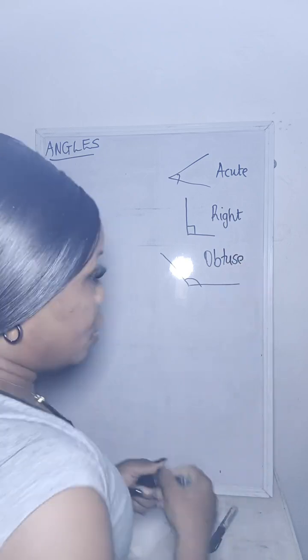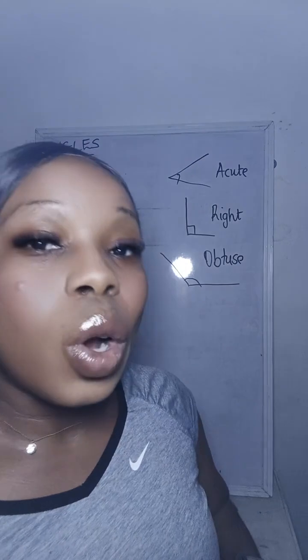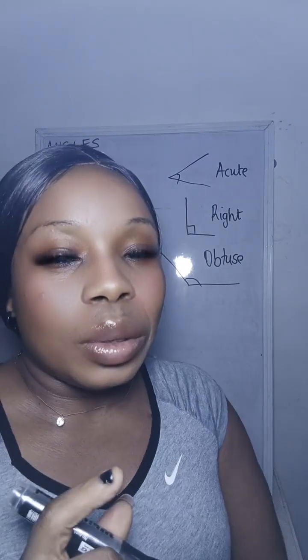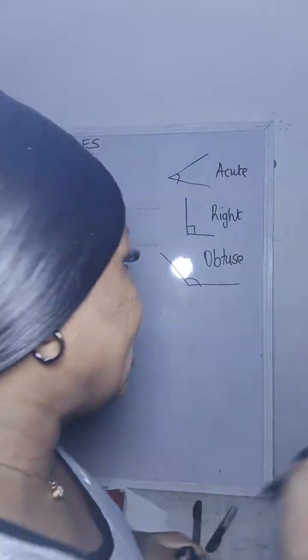One very special thing about the obtuse angle is that it is more than 90 degrees, but less than 180 degrees. Examples are 95 degrees, 128 degrees, 162 degrees. All of these are called obtuse angles. They are more than 90 degrees but less than 180 degrees.